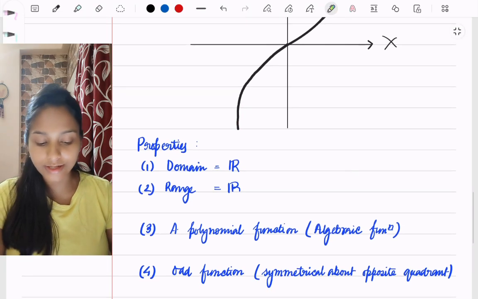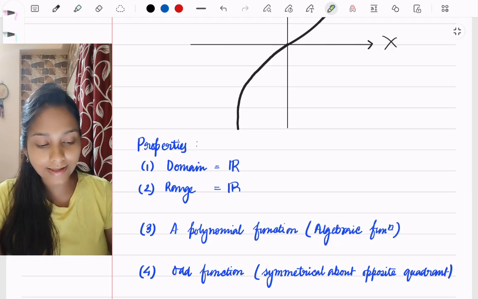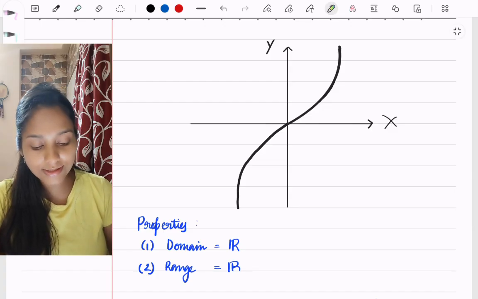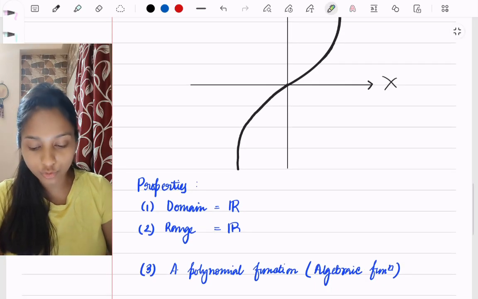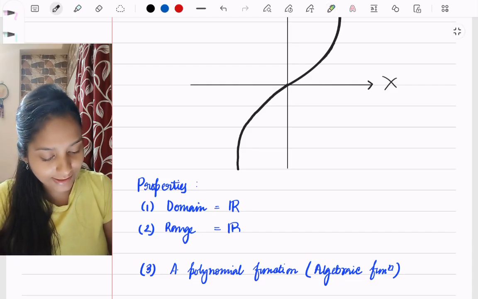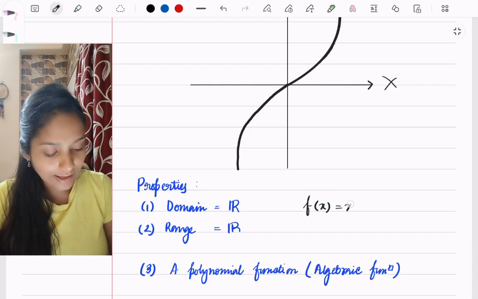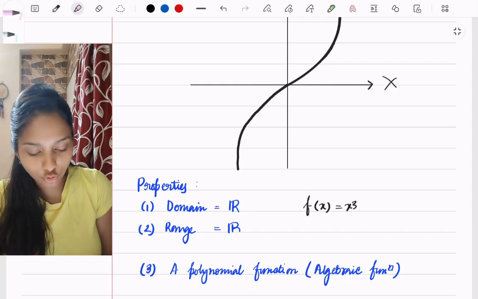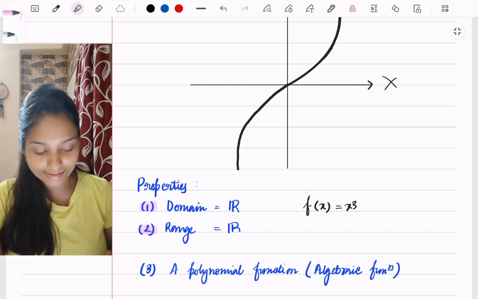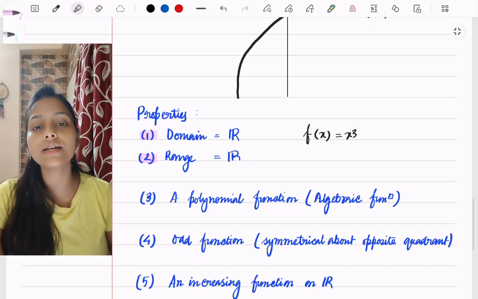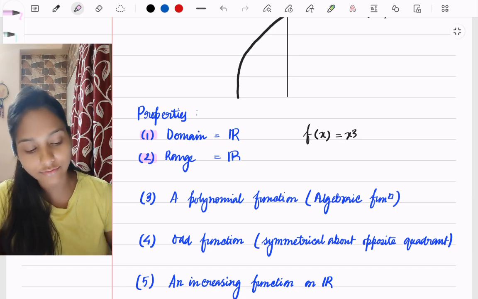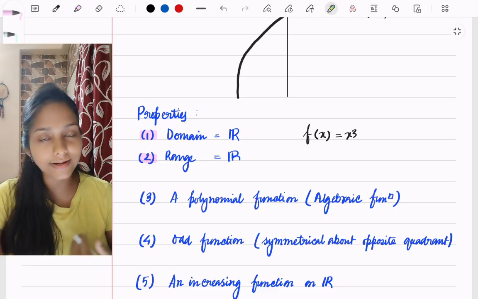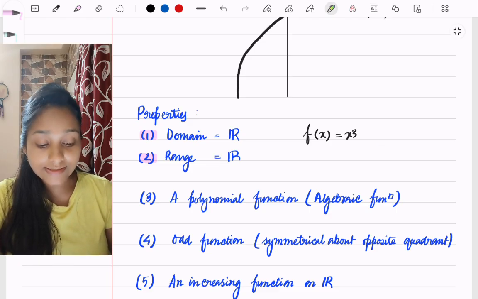Now the domain and range: we can see that this function spans the whole y-axis. So obviously it can have any value as input, and from the graph itself we can see that it can take any value as input and it will give any value as output. So the range and domain of this function is the real axis. And similarly to the x function and x square function, this function is again a polynomial function, moreover an algebraic function. Next is odd function.